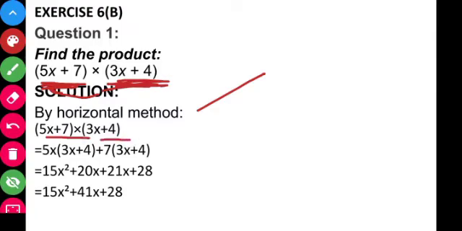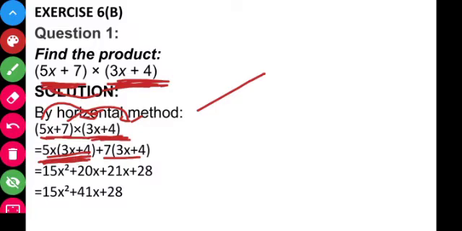First you multiply 5x to this binomial, so 5x into (3x + 4). Then multiply the second term, so plus 7 into (3x + 4). So first 5x into (3x + 4), then 7 into (3x + 4). Understand? Now 5x into (3x + 4), multiply this.